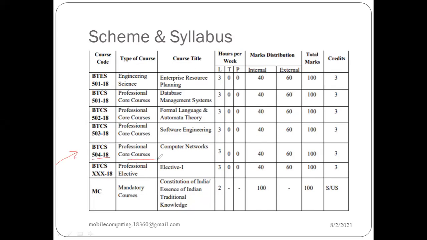504-18. That is a core course, and this is your computer network, name of the subject. We have 3 lectures, and we have internal 40, external 60, total of 100, and the credit is 3, right?